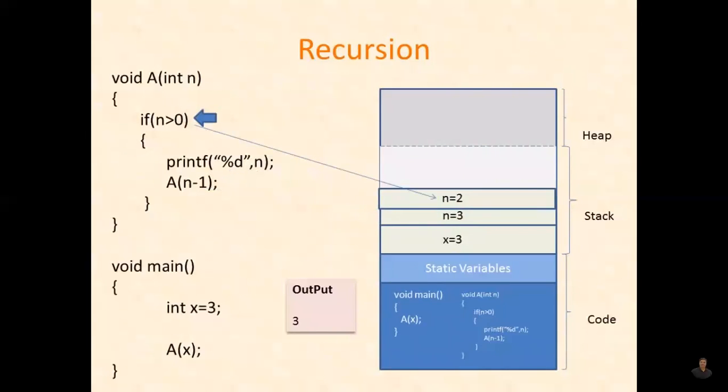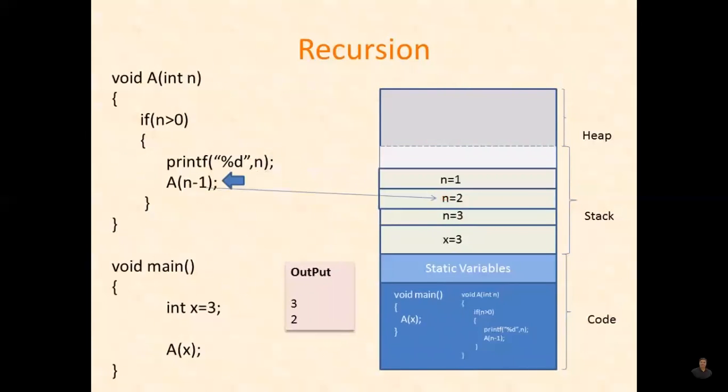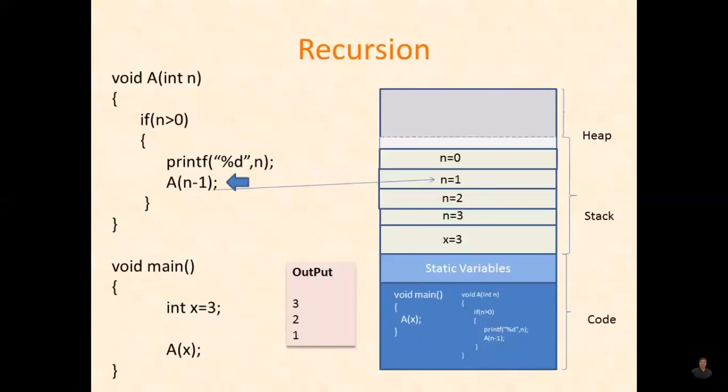Second call: checking the value, printing the value, calling itself. Again, a new record is created. Again, the function starts from the beginning, checking the condition, the value is printed, and it calls itself again. Now again check the condition.